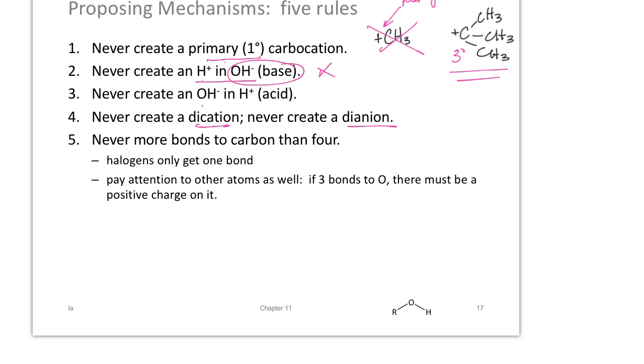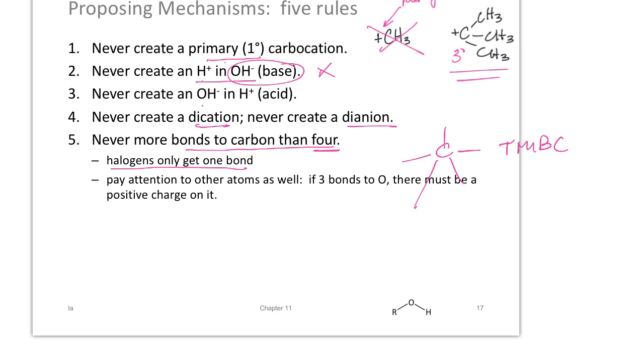And then, of course, pay attention to the number of bonds to your atoms. Never do you put more than 4 bonds to carbon. So if you end up with something like that, you'll get this little message that says TMBC, too many bonds to carbon, because, of course, that will not work. And then other atoms as well. So remember that halogens just get 1 bond.